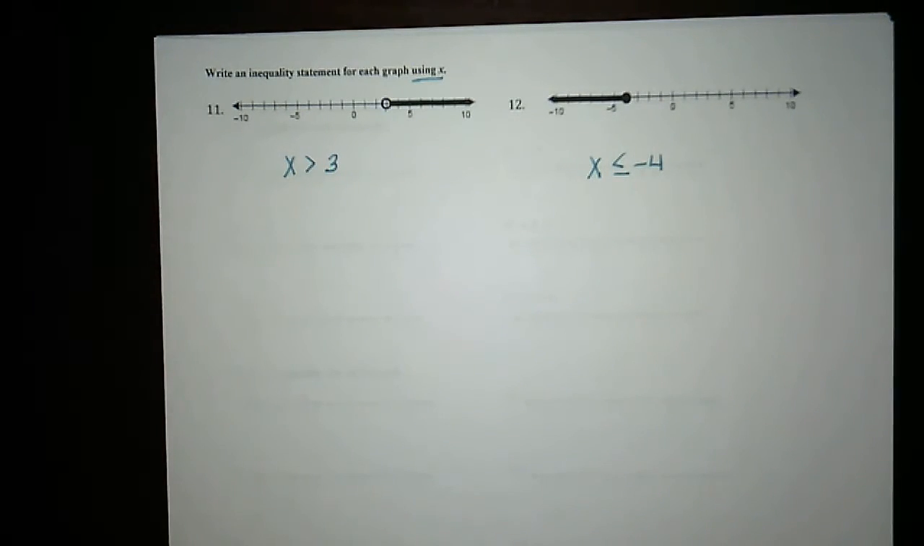So that wasn't too bad, was it? All right, so that's all it is for graphing inequalities. Next time we're doing solving, or that was solving, now we're going to go into graphing.